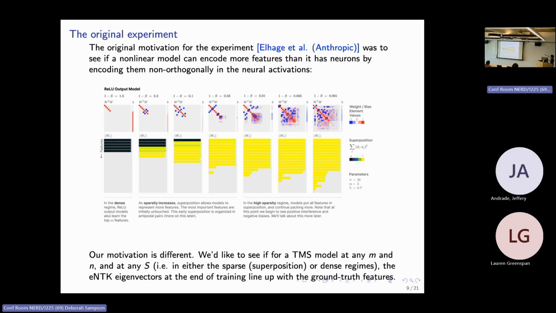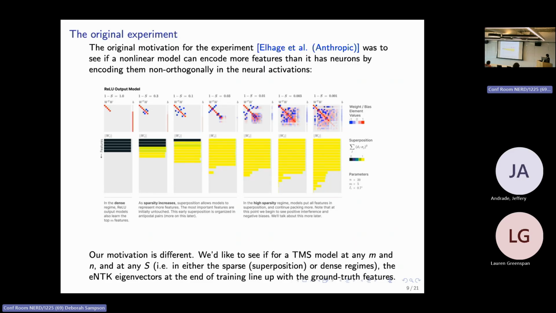So in the figure here, the proxy for whether the model reconstructs a given feature is the magnitude of the entry along the diagonal on the top row, and the proxy for whether the embedding is orthogonal to the other ones is the color coding in the second row. So black is non-orthogonal, yellow is orthogonal, or the other way around. Yeah, so that was their motivation.